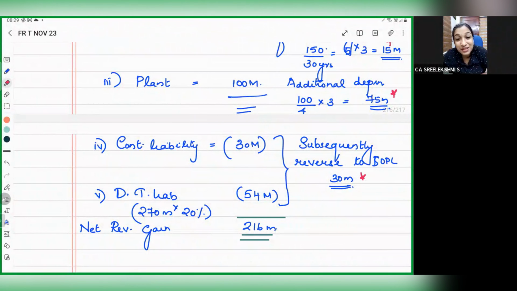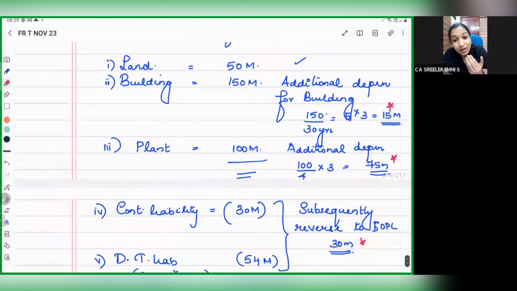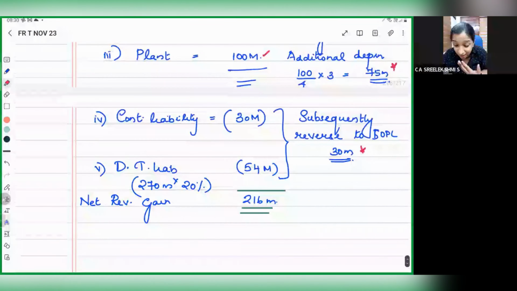Deferred tax liability, once created. See, why did you create the deferred tax liability? Because there is profit. In future, you may have that much tax liability, so that much tax liability would be there.